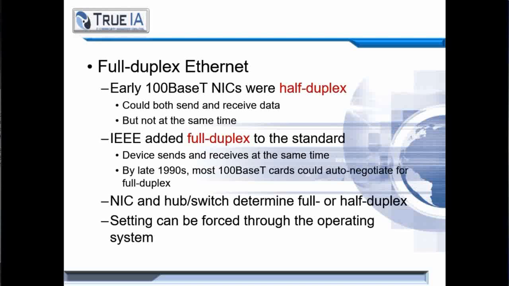When moving into 100 base FX, you're going to have a few options to choose from, such as whether to operate in half duplex or full duplex mode. The early 100 base T NICs were half duplex. They could send and receive, but not at the same time. The IEEE added full duplex to the standard around the late 90s, and that's what you'll run into most often today. Again, during the auto-speed or auto-negotiation phase, the NIC and the hub or switch will determine whether or not to use full or half duplex. Of course, you can set this manually through the operating system.